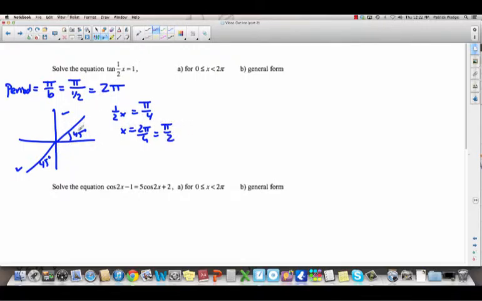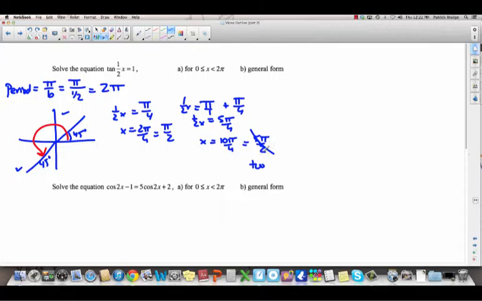For the other angle, how do we do that? We take 180, or pi, and we add on the reference angle, which is pi over 4. Is that what x equals? No, that's what 1/2 x equals. So 1/2 x equals 4 pi over 4 plus pi over 4 equals 5 pi over 4. If you multiply by 2, you get 10 pi over 4, which equals 5 pi over 2. What do you notice about that? It's too big. You reject that.